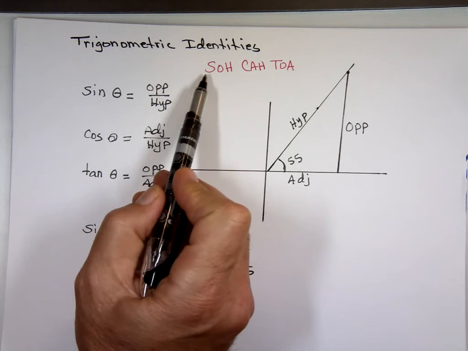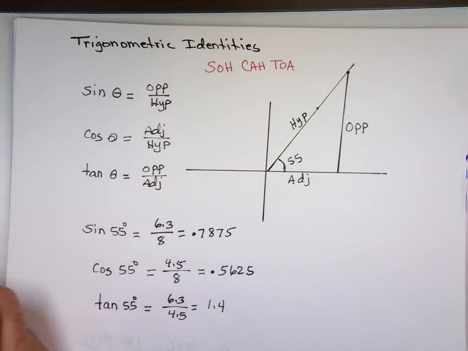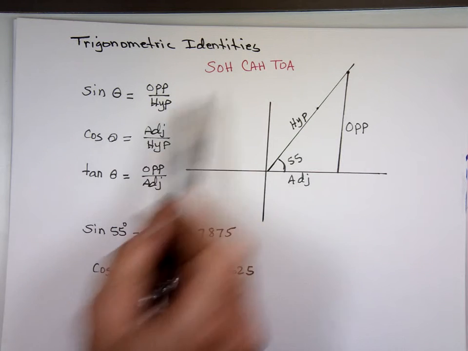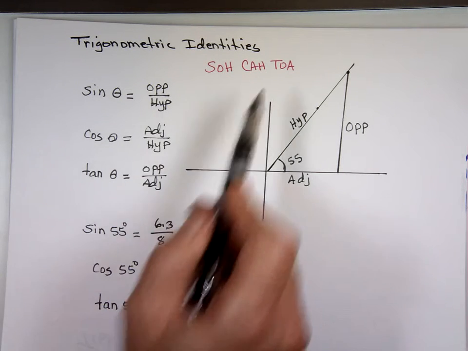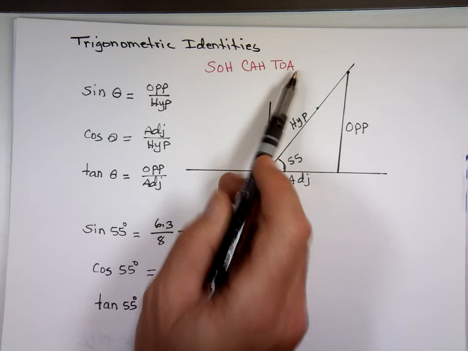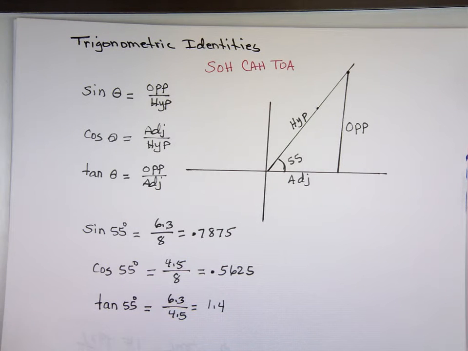S for sine, opposite over hypotenuse. C for cosine, adjacent over hypotenuse. Tangent, opposite over adjacent. So that's how most people remember it, SOH CAH TOA. There's also 3 other trig functions that you do not see on your calculator. And what are they? So I'll go on the next page, continue with it.